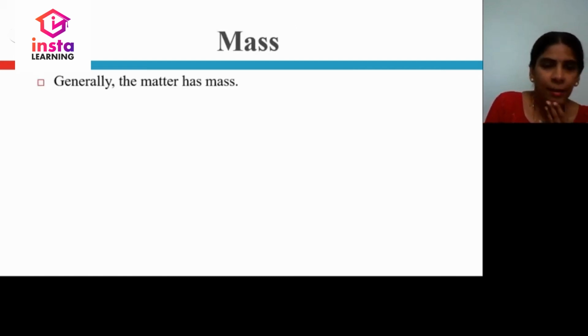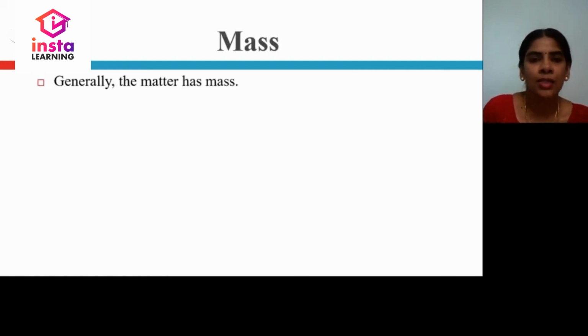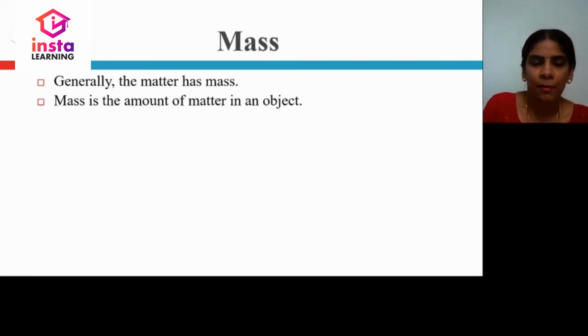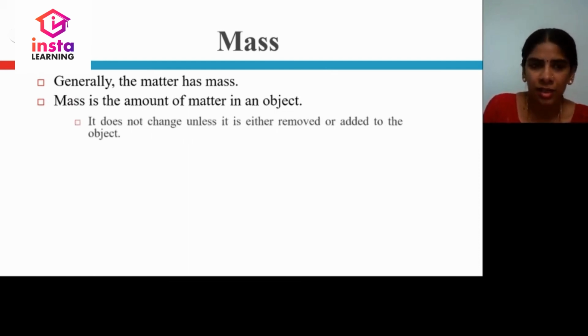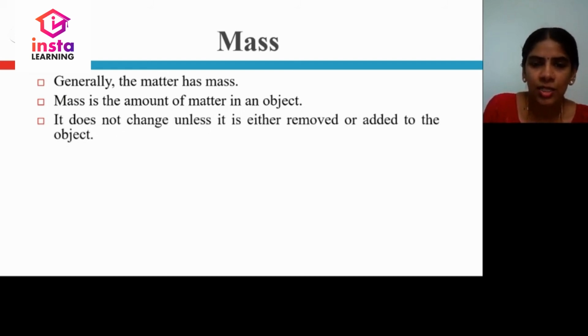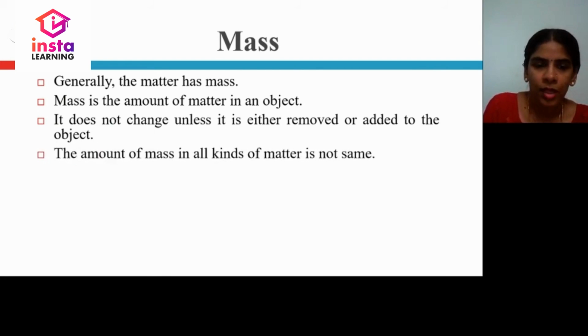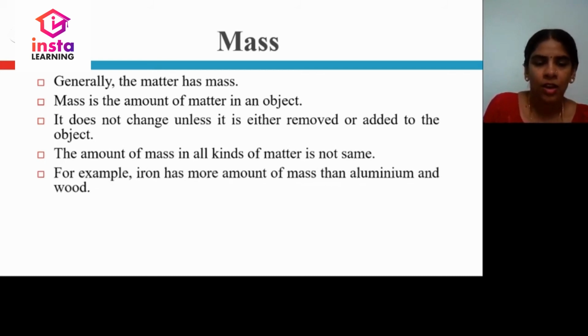Mass. Generally the matter has mass. Mass is the amount of matter in an object, that is weight. It does not change unless it is either removed or added to the object. The amount of mass in all kinds of matter is not the same. Iron has more weight than aluminium and wood.